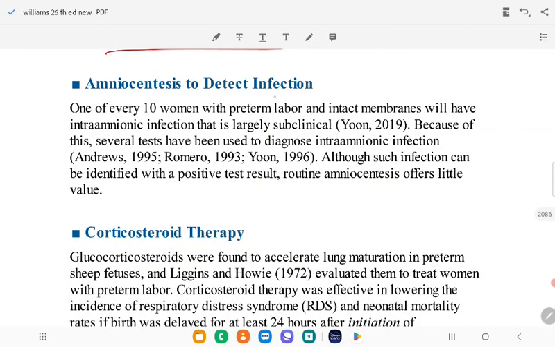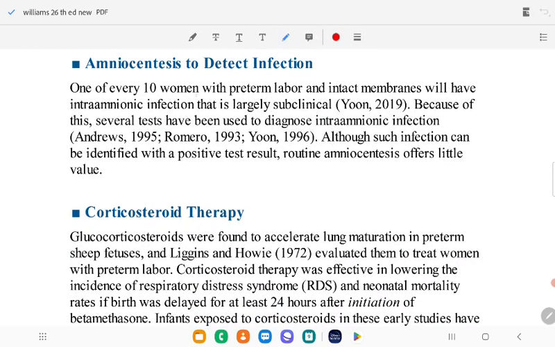Amniocentesis to detect infection: one of every 10 women with preterm labor and intact membranes will have an intraamniotic infection, which is largely subclinical. Because of this, several tests have been used to diagnose intraamniotic infection. Although such infection can be identified with a positive test result, routine amniocentesis offers little value.